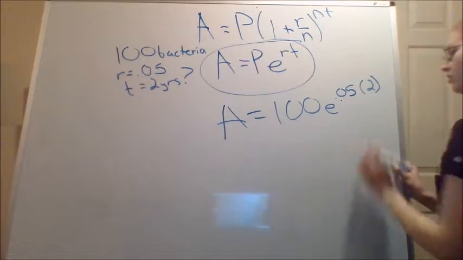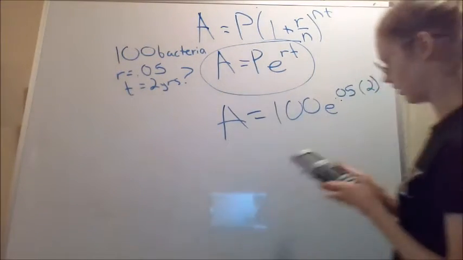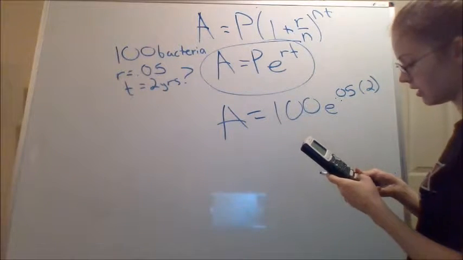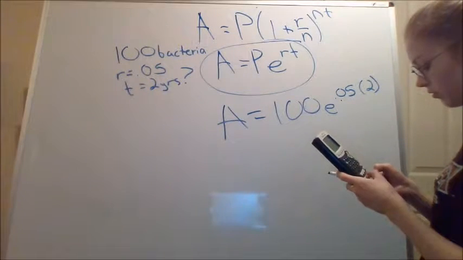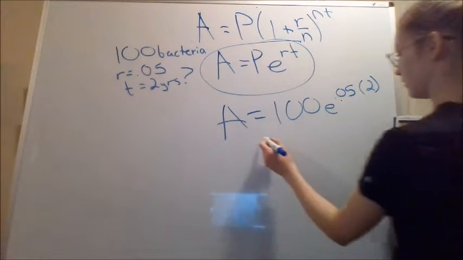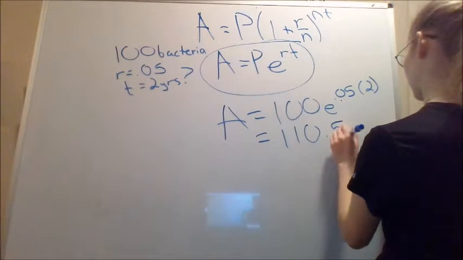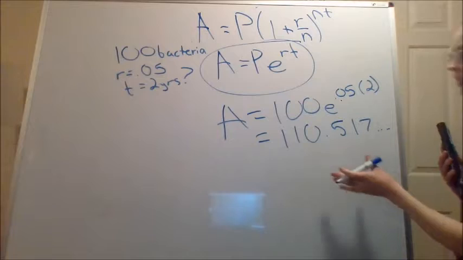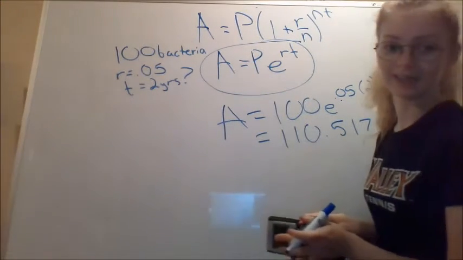of years, 2. And so if we use our handy dandy calculator right here, we can go 100, find the E key, to the power of 0.05 times 2, and we get 110.517, blah, blah, blah. But when we're working with individual bacteria here, we usually can't have half of a bacteria.